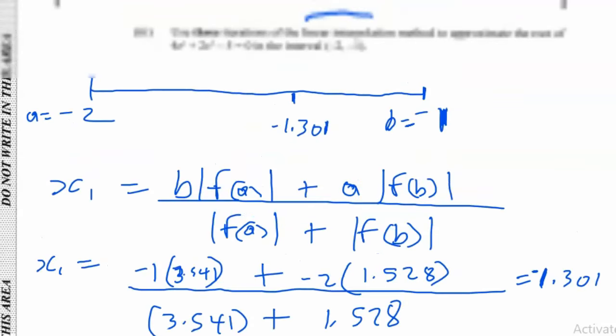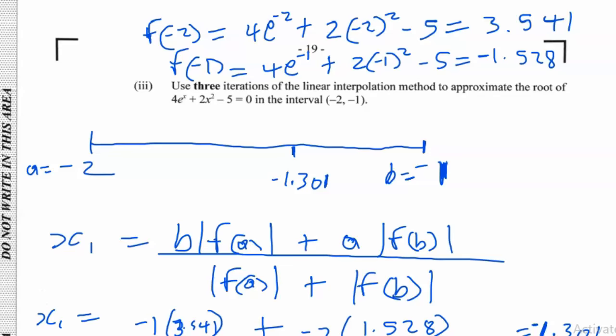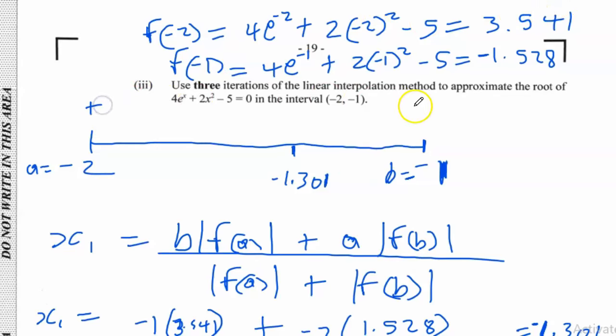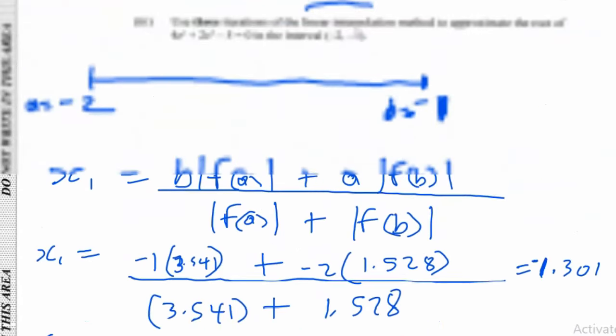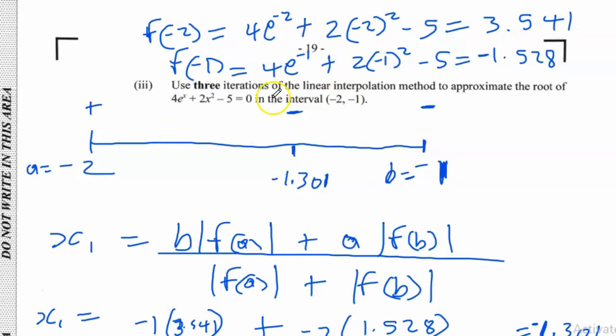So notice f of negative 2 was a positive value. F of negative 1 was a negative value. F of negative 1.301 gives us a negative value, negative 0.526. So we know the root will lie between minus 2 and what the first iteration gave us, which is minus 1.301. So we're going to use a different b value now. This is the upper interval now, so this is our new b value.